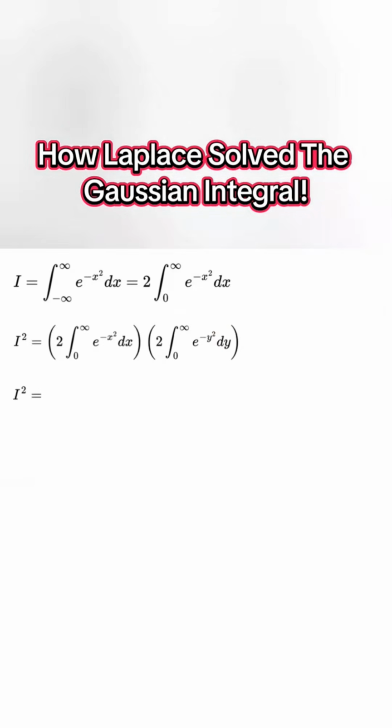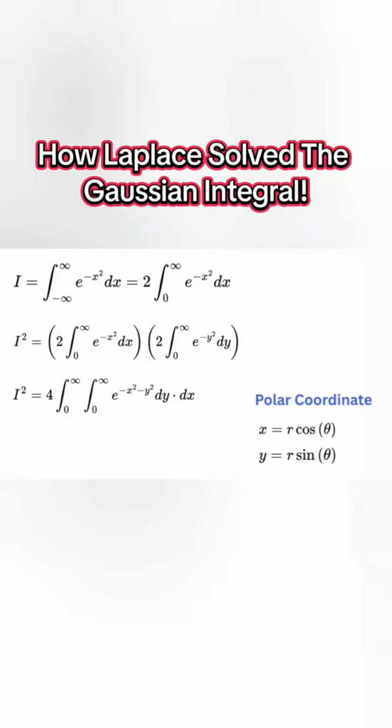Multiplying these two integrals together, we get 4 times the double integral from 0 to plus infinity of e raised to minus x squared minus y squared times dy times dx. At this stage, using the traditional approach, we would have switched to polar coordinates. But Laplace chose a completely different path.